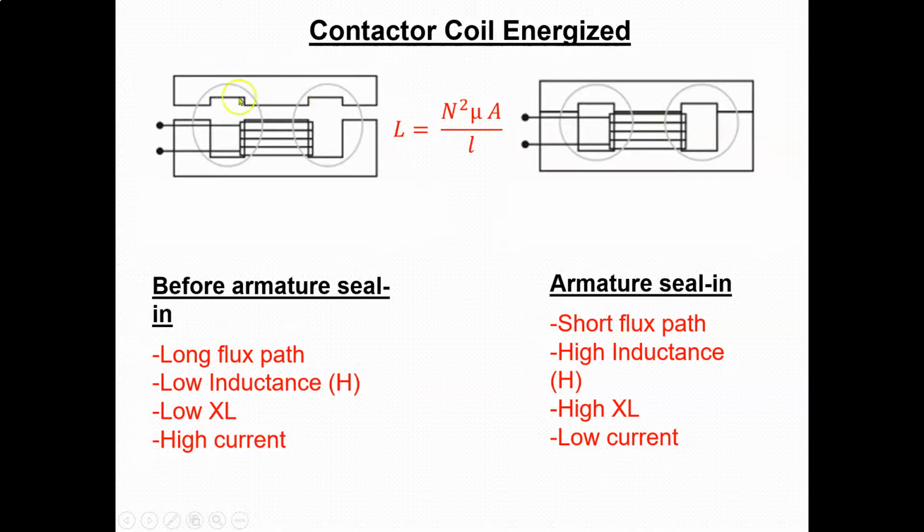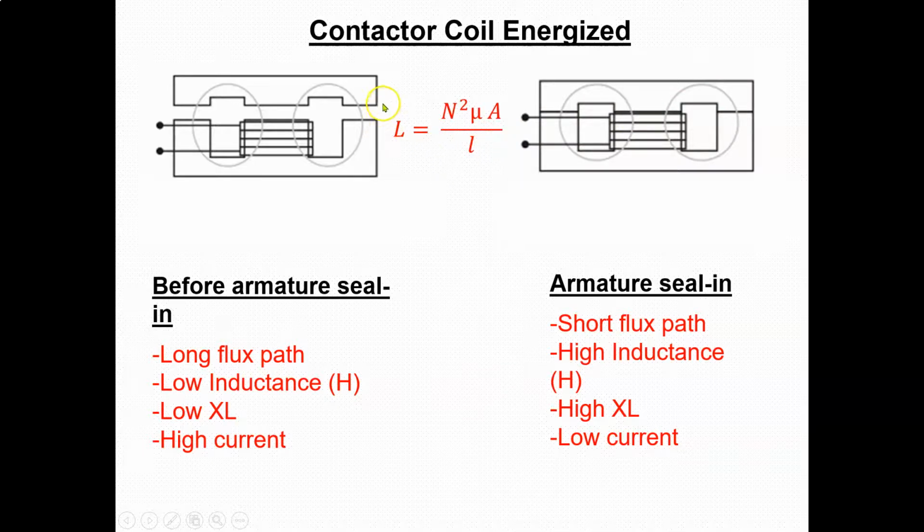So right off the bat, when my armature is trying to pull in, until it gets to that 85%, my current is pretty high. It's really high to get that magnetic line of flux to actually travel through the air into the armature until it hits 85%. Then it's going to pull it down. The armature seals in, right?